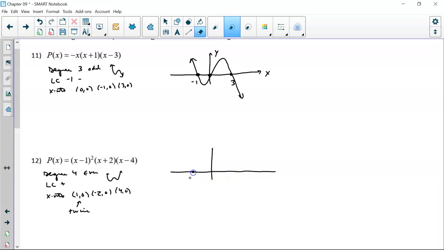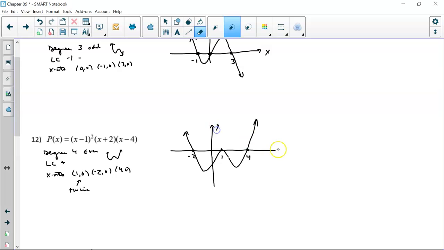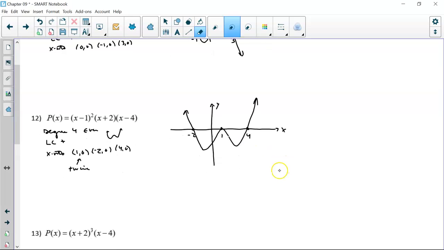So I have my negative 2 here, my positive 1, and my positive 4. So now it's going to bounce at 1. So to have that shape, it's going to go down through the negative 2, back up, and touch 1 and bounce back down, turn, and then back up through 4. And there's a sketch of our graph without using the calculator.